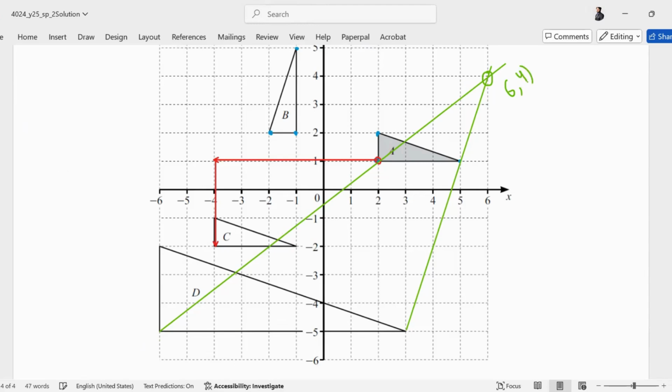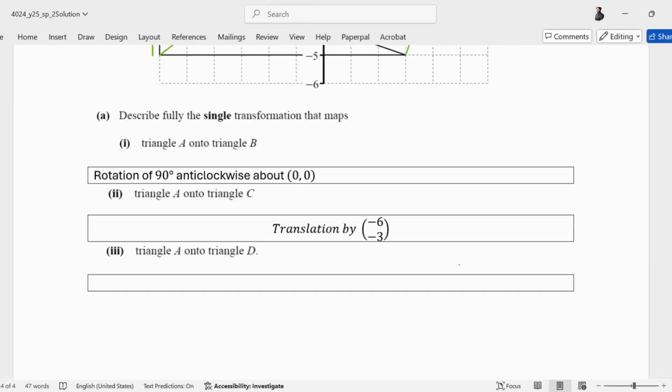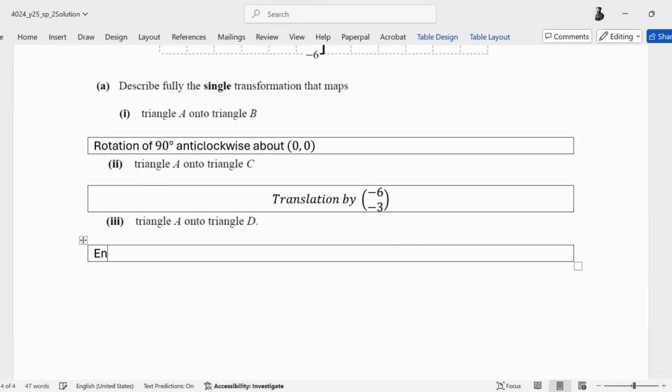This is my center. Scale factor can also be figured out by taking any image length. If I'm taking this as the image length, which is 3, and dividing it by the object length, which is 1, so 3 divided by 1 is 3. So it is an enlargement A onto D. Be very careful with the wordings. Enlargement with the scale factor 3, and center is 6, comma 4.